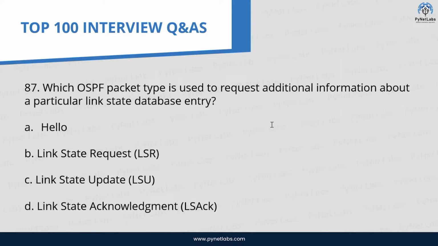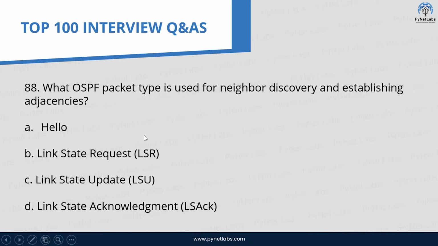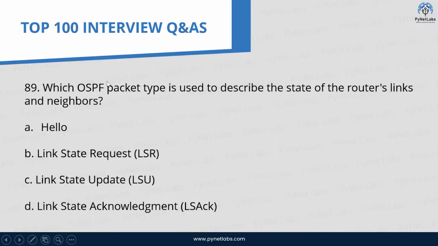So that's one thing. Then, moving ahead to the next question, question 88: which type of packet is used for neighbor discovery and establishing the adjacency? Neighbor discovery, the previous one was pretty much similar. That is the OSPF hello packet. And which OSPF packet type is used to describe the state of the router, link state, and neighbors? Which packet defines the state of the router link and the neighbor states here? For sure, the hello packet carries the information of neighbors and adjacencies, right?